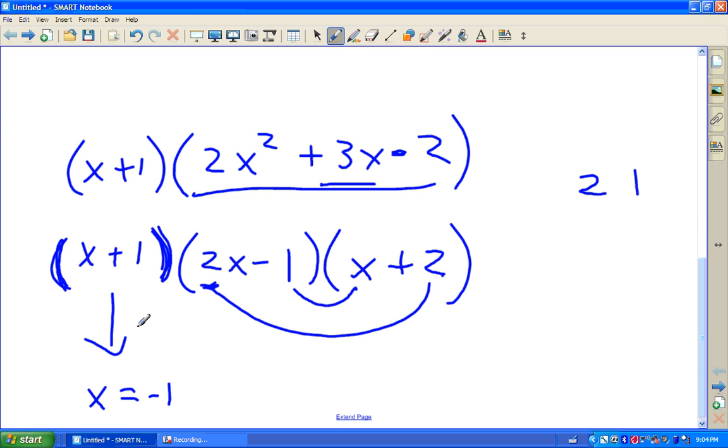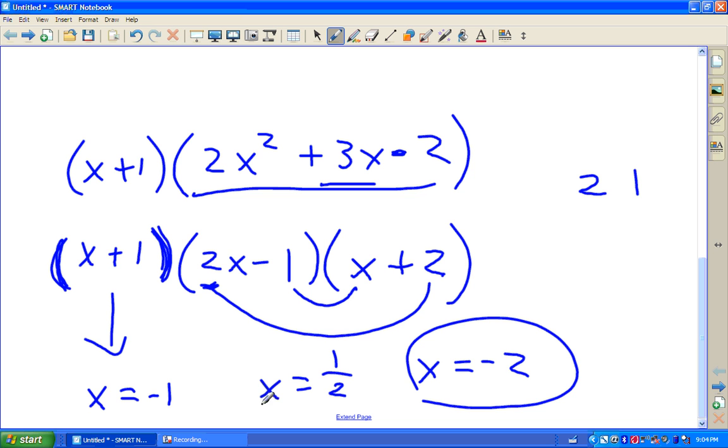And you get x equals minus 1 as one root. When I set this equal to 0, that'll be 2x minus 1 equals 0, or 2x equals 1, or x equals 1/2. Okay, so there's one root. This one here is going to give me x equals minus 2. So there we go. Let's go back to our graph. Here's our three roots. Okay, here's our three zeros.